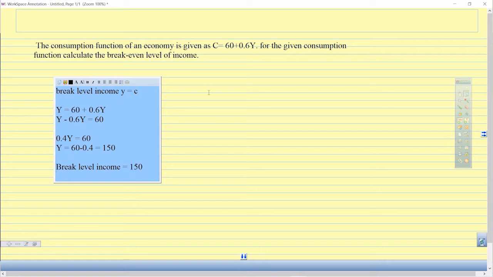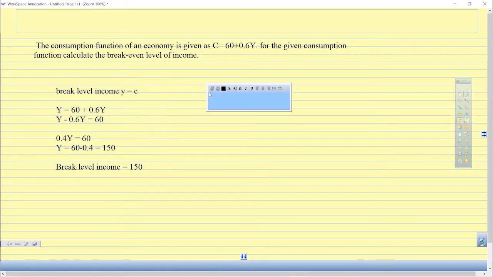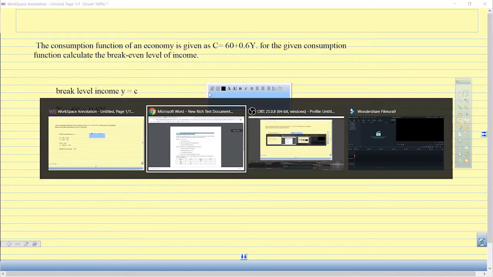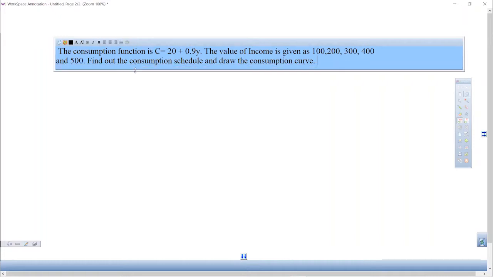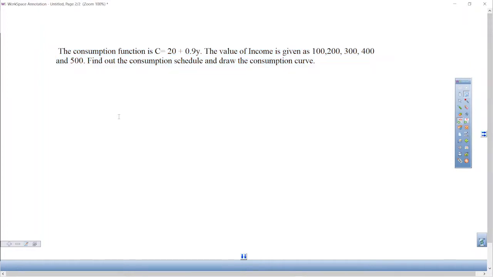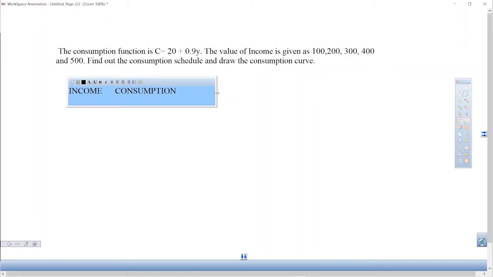So this is the solution for question number 1. I hope it's clear. We will move on to the second question. C = 20 + 0.9y, where income y takes values from 0 to 500. You are asked to find the consumption schedule, with the help of which you have to draw a consumption curve also. For this kind of question, first you have to draw the consumption schedule. Here we write income and also consumption, the level of consumption associated with different levels of income.